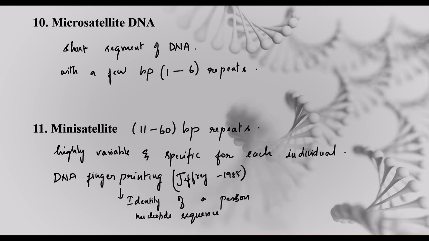So this repetitive DNA has different types. What are the types? Satellite DNA, microsatellite and minisatellite DNA. All these are the types of repetitive DNA.